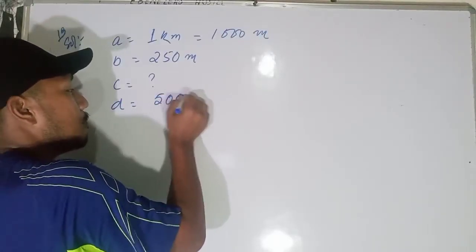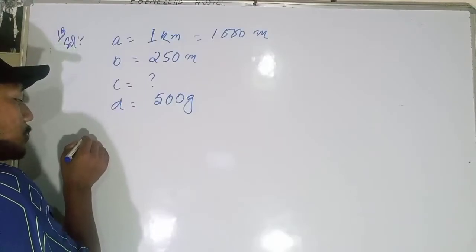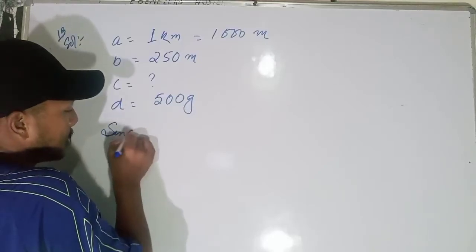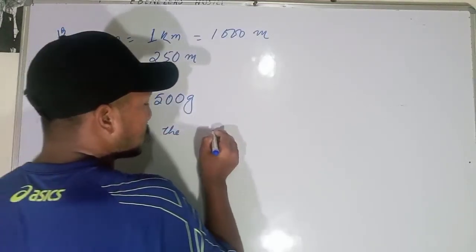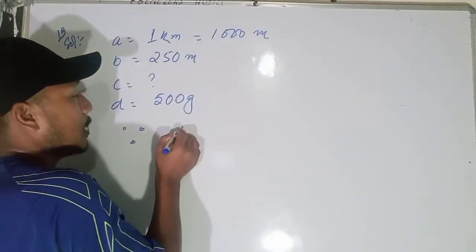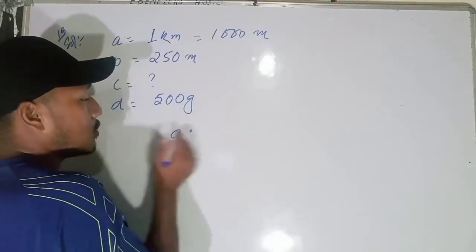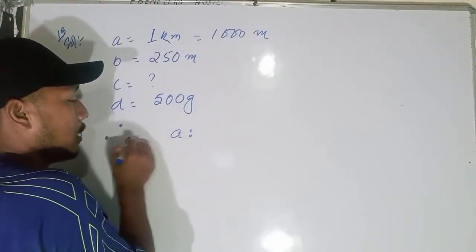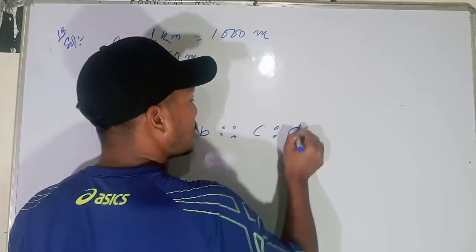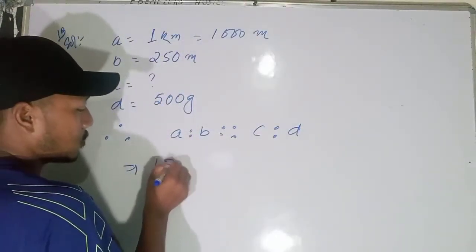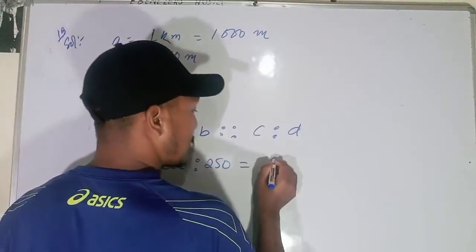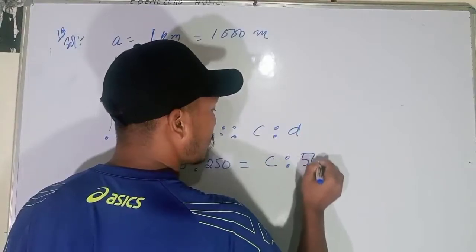D is 500 grams. Since they are in proportion, I can write A is to B is proportional to C is to D. So A is 1000, and B is 250, which will also be equal to C, which we don't know, and D, which is 500 grams.